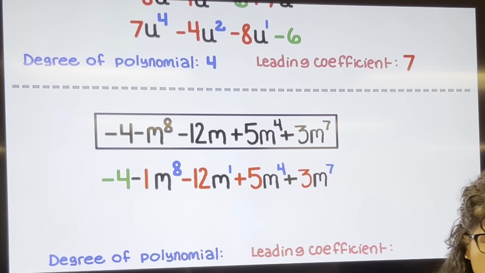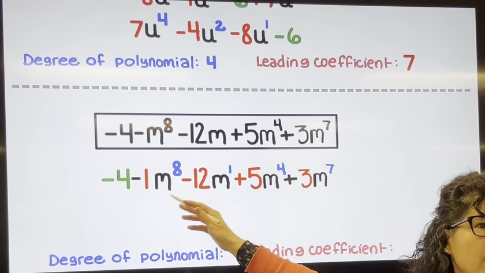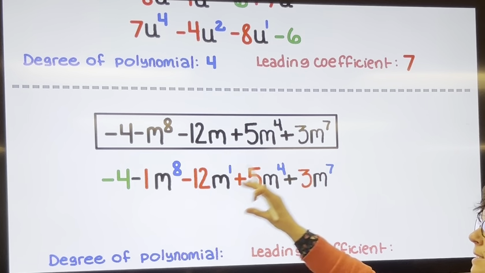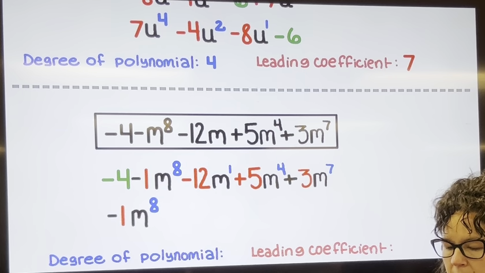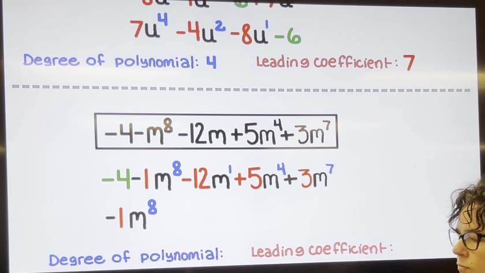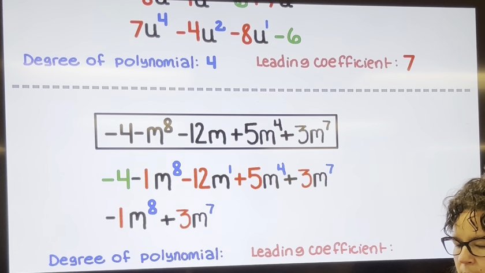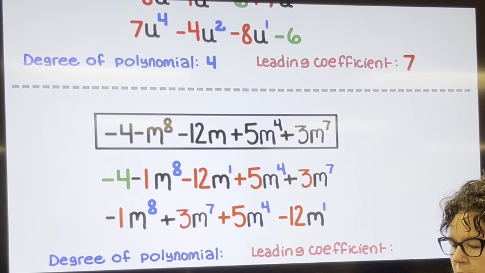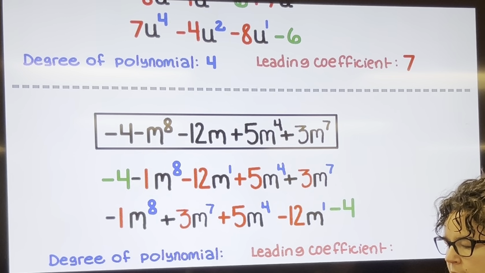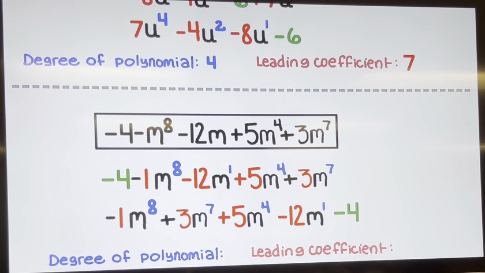My blue numbers are my exponents, and that's how I'm going to arrange this from the biggest to the smallest. So the largest one here is to the 8th power. The next one is to the 7th power. The next one is to the 4th power. And then we have an m to the first power. And then this -4, the constant here at the end that doesn't have any variables.